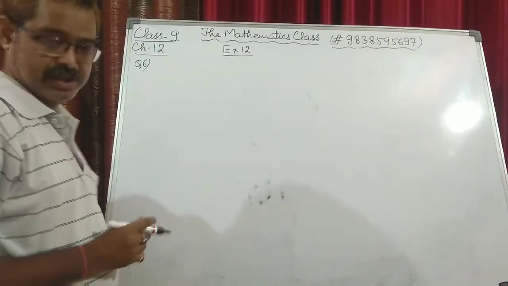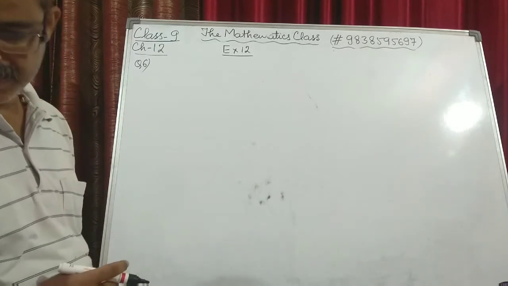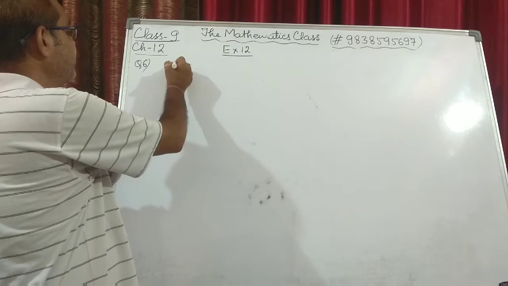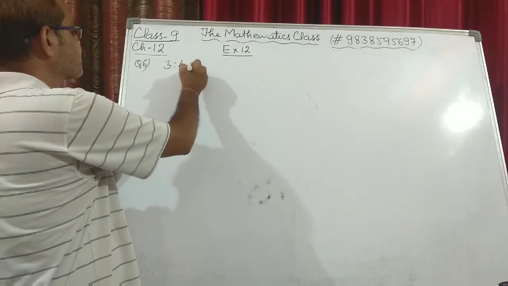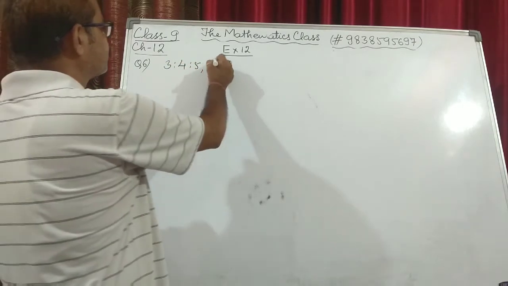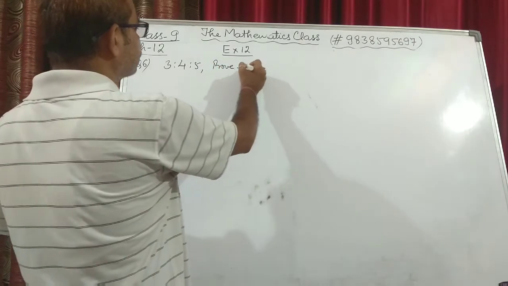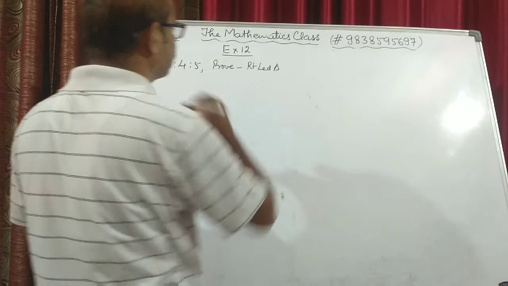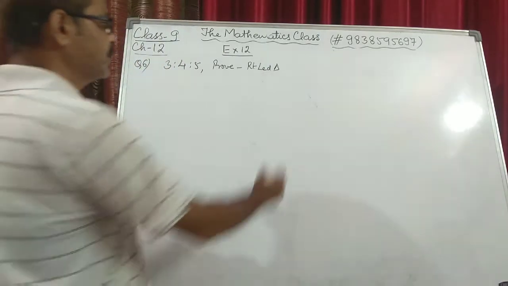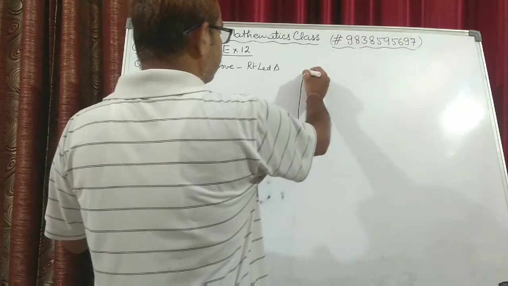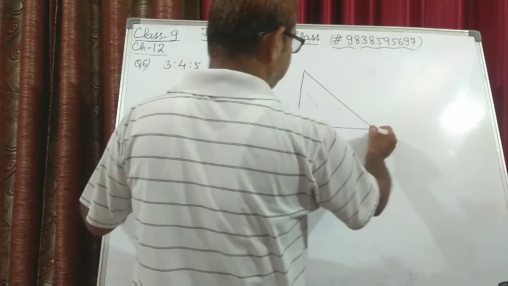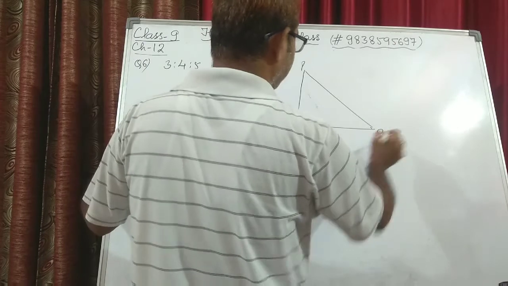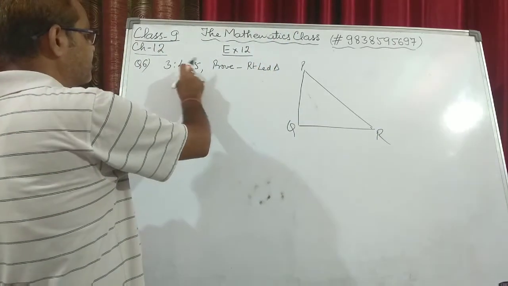Now question number 6. They say if the sides of a triangle are in the ratio of 3:4:5, prove that it's a right angled triangle. There is a triangle given to us, let us say PQR, in which the sides are in the ratio of 3, 4 and 5.